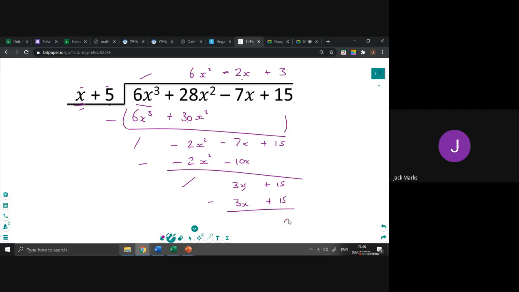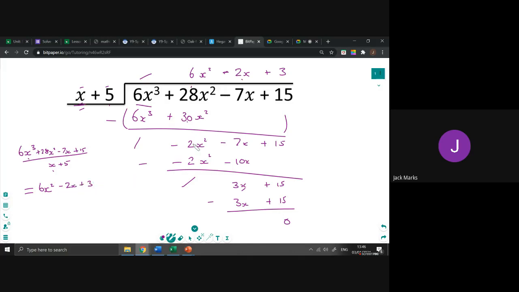What do you look at that? It happens that they both cancel, so my remainder is 0. In other words, I'm finished, okay? And lots of the book questions don't have a remainder to start with. However, it's not always like this, okay? So what you could do is you could say 6x cubed plus 28x squared minus 7x plus 15 divided by x plus 5 equals 6x squared. Can you see a shortcut here in getting the 6x squared? 6x squared minus 2x plus 3.